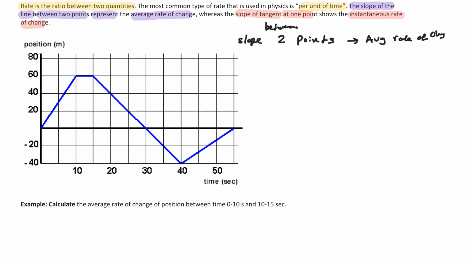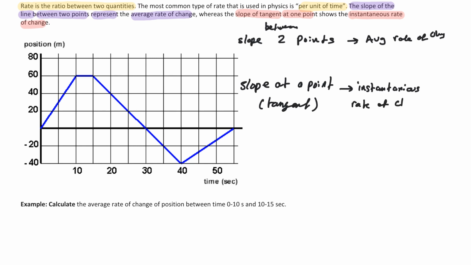We're going to talk about the usage a lot more later, but for now I need you to understand the difference. The slope between 2 points is the average rate, but the slope at a point, which is found by finding the slope of a tangent, represents the instantaneous rate of change.